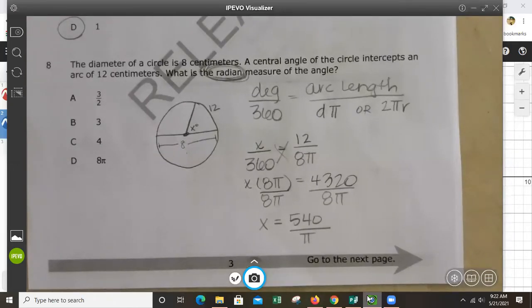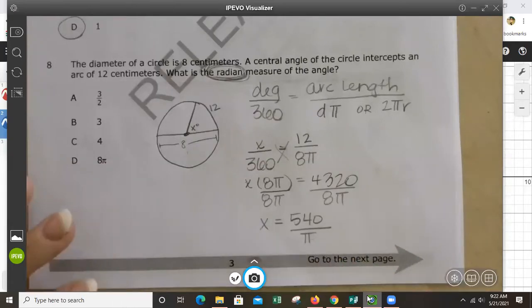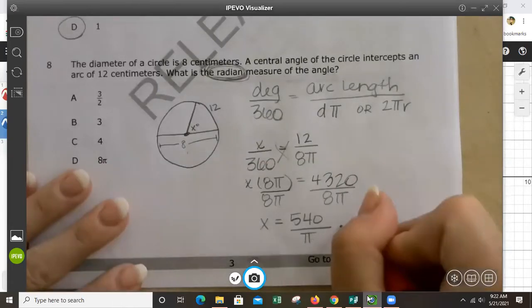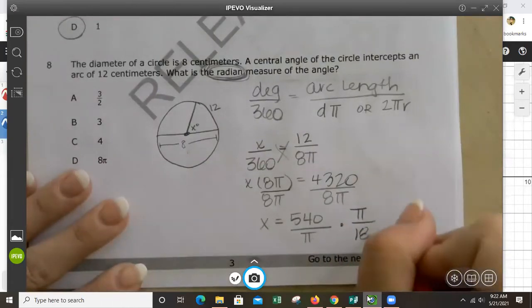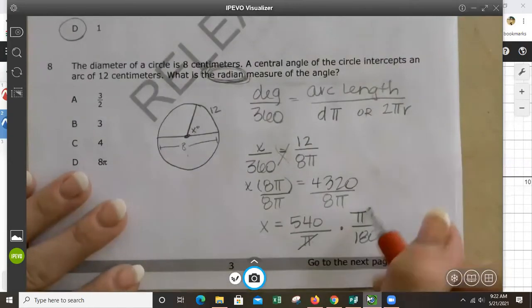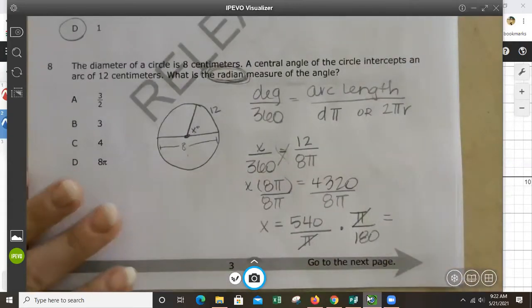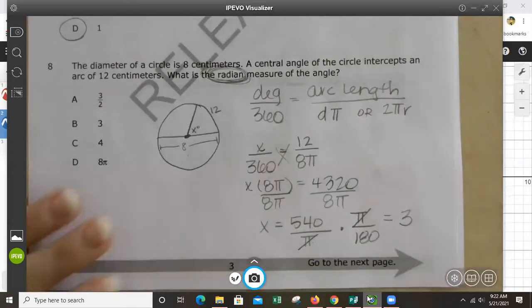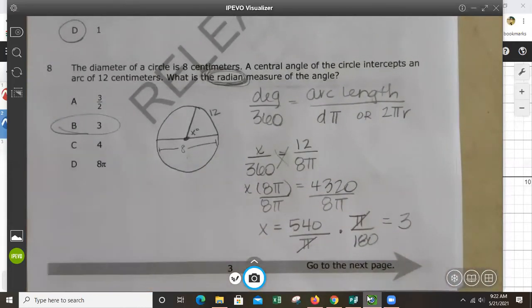I got to get it to cancel out. It's always wanting to cancel out. So if I have one on the bottom, how do I get it to cancel out? I need one where? On the top. So that means it's going to be pi over 180. So then those will cancel out. 540 over 180 is 3. So your answer is B.